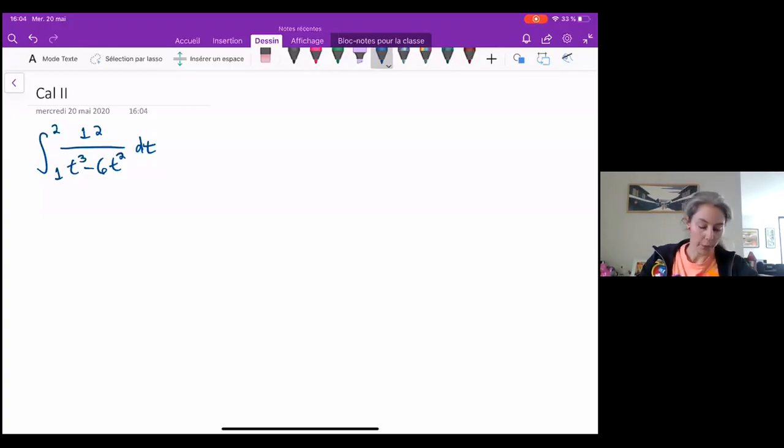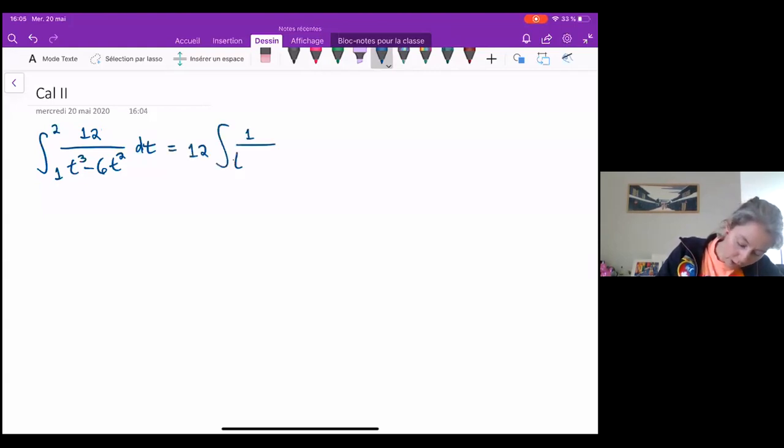All right, so that looks like a 1 squared. That's supposed to be a 12. So suggestions, how should I start this problem? You put the constant 12 in front. I could do that. I could move the 12 to the front. So I'll have 12, integral from 1 to 2 of 1 over t cubed minus 6t squared dt.